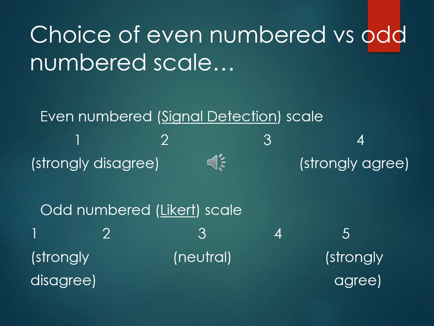This is an important question when you make survey questions. Often the survey response is numbered, but there are two different kinds of numbered questions. One type is the even numbered question, which is often called a signal detection scale, which forces people's responses to divide between either negative or positive without allowing a neutral response. On the other hand, the odd numbered question scale, such as 1, 2, 3, 4, 5, allows people to choose a neutral response located in the middle.